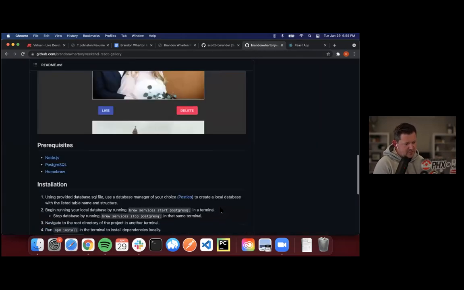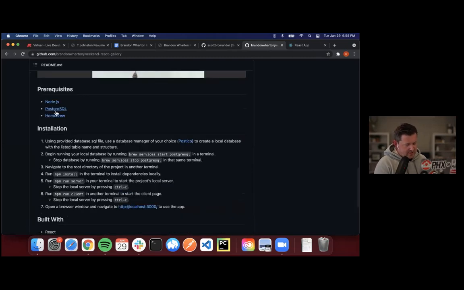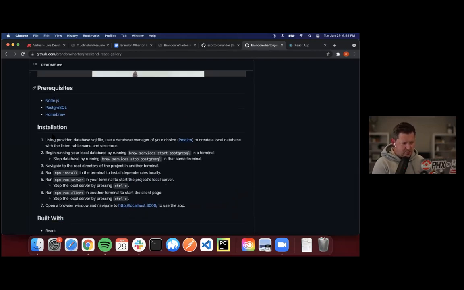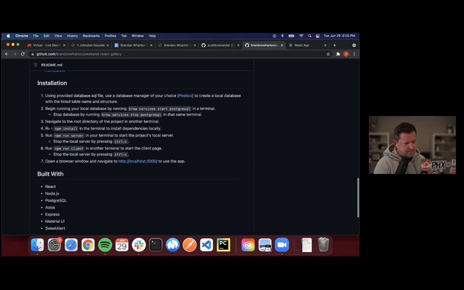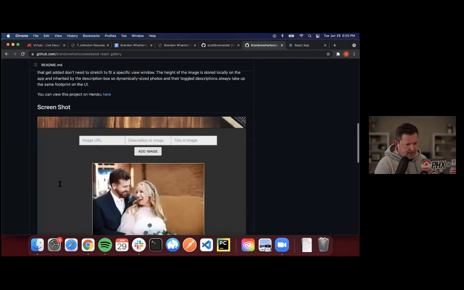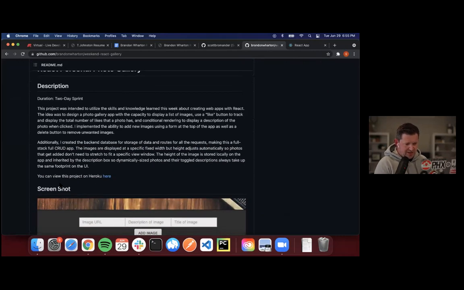I can use it. He explains the prerequisites and installation. So if I were to take this code, the spirit of GitHub, by the way, is code sharing. So I think this prerequisites and installation really honors that. Here's how I get this project down off the internet and use it. Built with, love it. Acknowledgements, great. So this is a really well documented, or just a good README for a personal project.